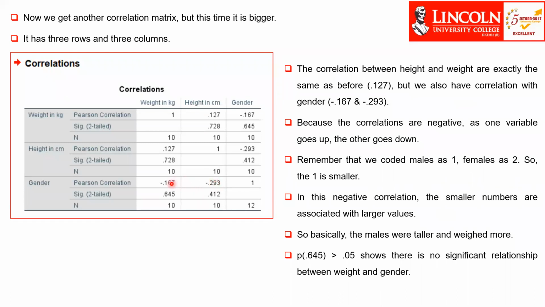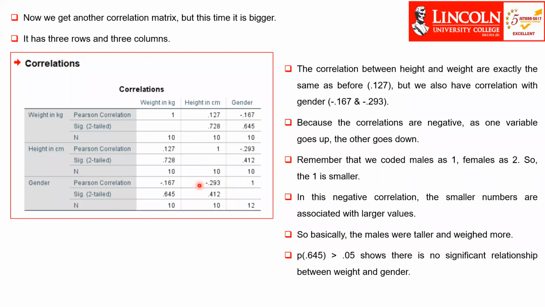Remember that we coded males as 1 and female as 2. So the 1 is smaller. In this negative correlation, the smaller number is associated with a larger value. The smaller number, which is 1, is associated with the larger value. So basically, the males were taller and weighed more than the females. This is the interpretation of this.